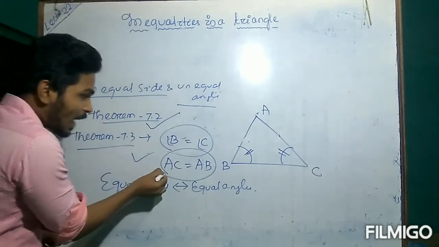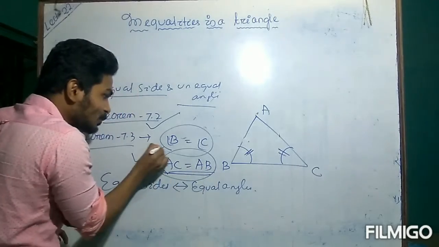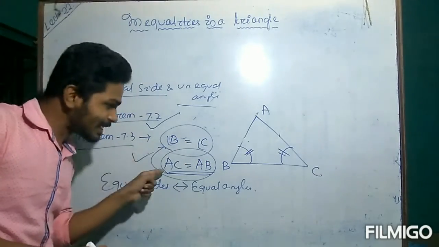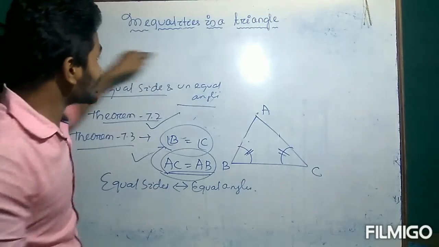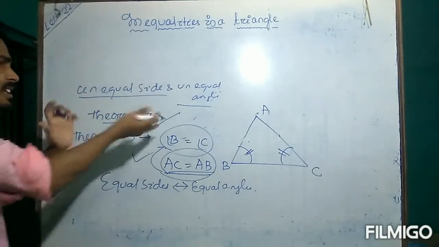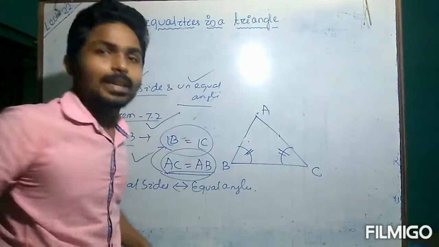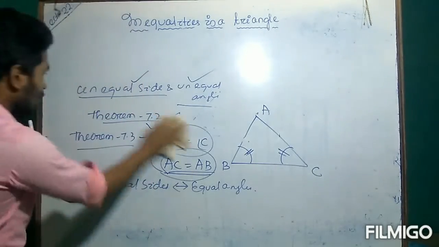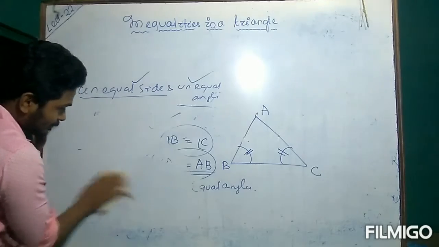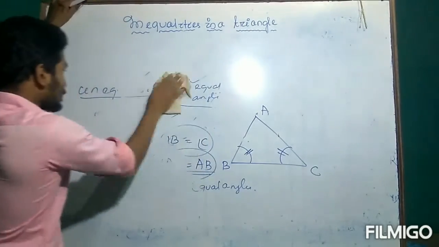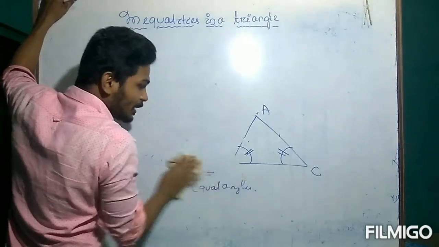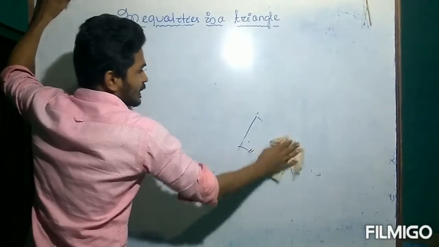Here we have discussed how equal sides are related to equal angles. If sides are equal, then angles are equal. If angles are equal, then sides are equal. Then what is the concept for this one? When the sides are unequal, what is the relationship between side and angle? Let us find out. So this is our today's matter of discussion. Let us take some examples so that you can easily understand the concept of unequal sides and unequal angles.